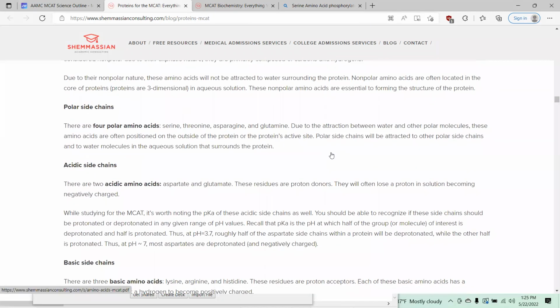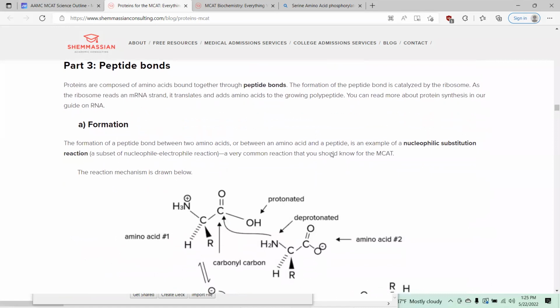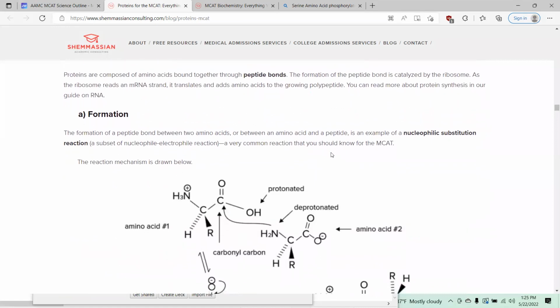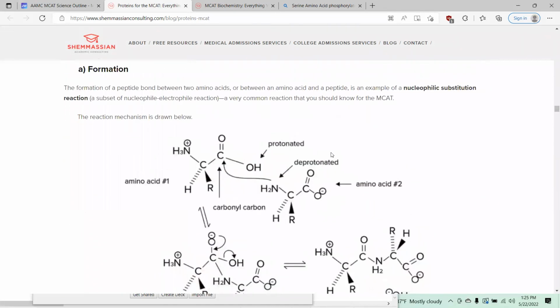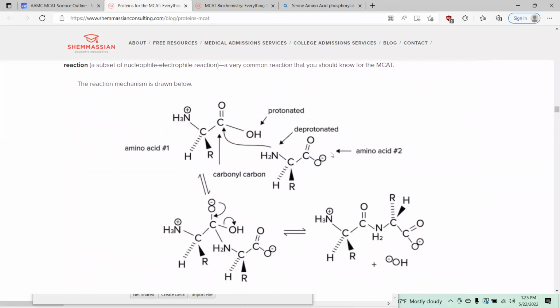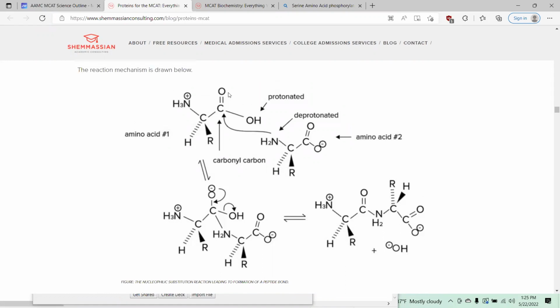So amino acids, peptide bonds. Now we start talking, remember, this is about proteins, right? So how do we get from amino acids to proteins? That is through this nucleophilic substitution reaction. So basically, this right here is a typical, again, this is not an amino acid that we know of because there's an R group here, right? So this is just some amino acid. But regardless of the R group, the mechanism for the peptide bond formation is the same.